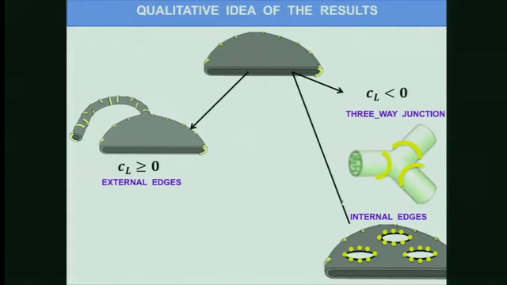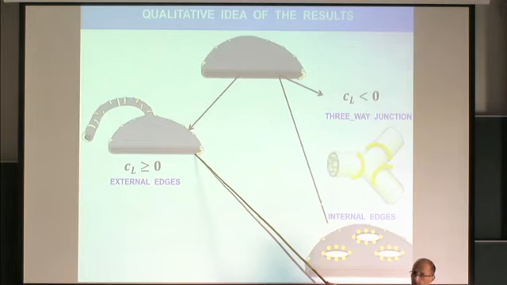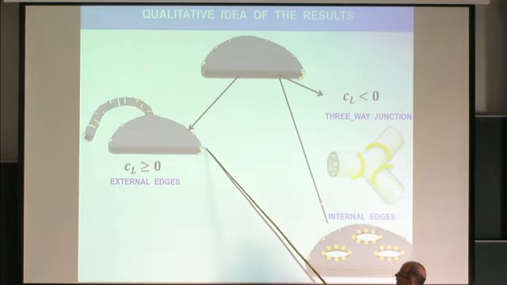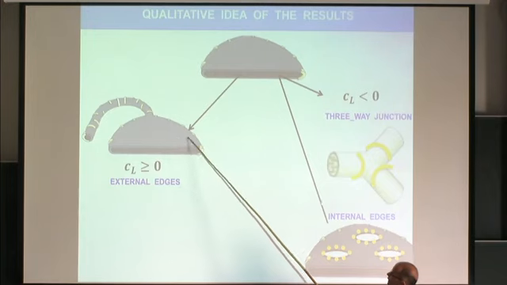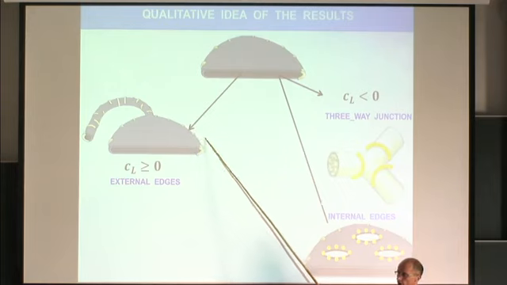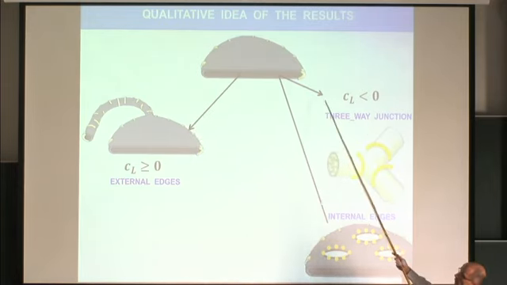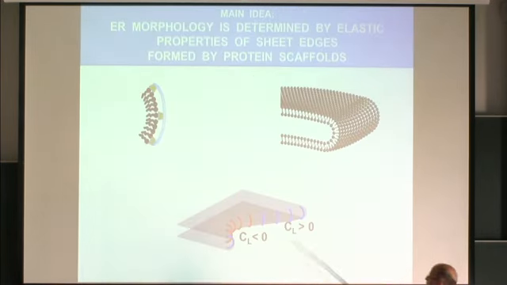regions of the line. So the qualitative idea is that if we have two kinds of edge stabilizing proteins which are different in terms of preferred curvature of the edge line, those which generate flat or positively curved edge lines would generate tubes and external sheet edges, and those which generate negative curvature of the edge line would drive formation of internal edges, pores, and three-way junctions. So this is basically this model.